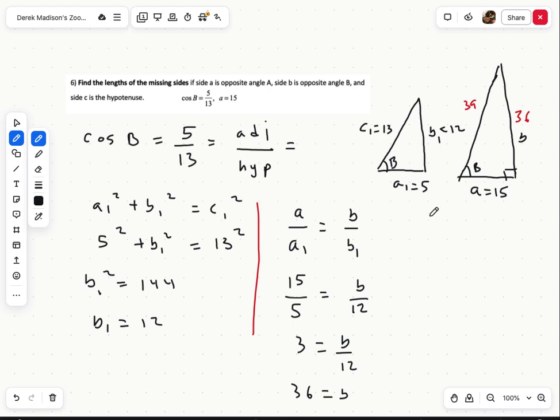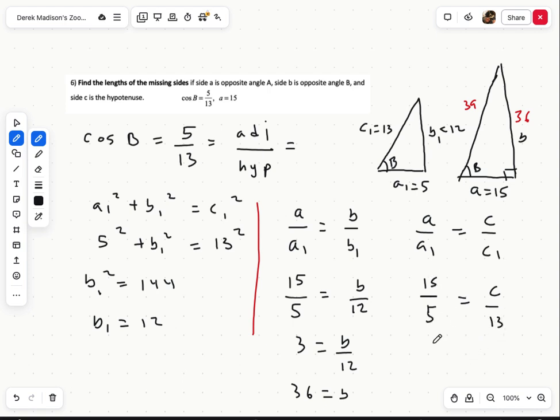And I can do the same thing and say a over a sub 1 is going to equal, the ratios will be equal to c over c sub 1. So same 15 over 5, and that's going to equal the thing I don't know, this side over the 13 that they gave me back in the problem.